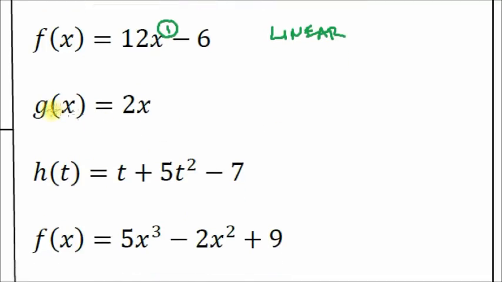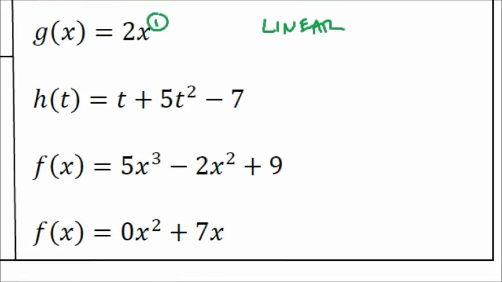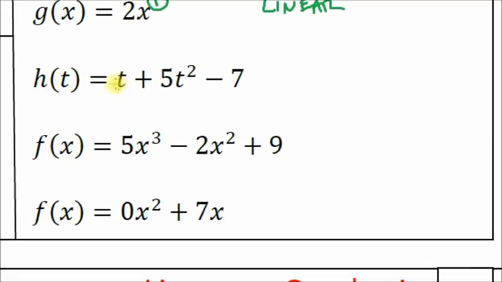Take a look at the next one. g of x is equal to 2x. Again, the highest exponent on a variable is 1, and that means this must be linear. Take a look at the next one. h of t is equal to t plus 5t squared minus 7. Now, these terms are actually kind of out of order, but it doesn't matter. This t has an exponent of 1, but there's another t that has an exponent of 2. That means the degree of this function is 2, and that means this is quadratic.